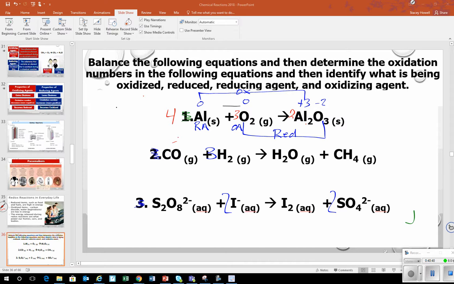Right here we had a 0, because any element by itself is 0. So that's one of our rules. Aluminum is a +3 always. Oxygen is a -2 always, except in peroxides. And then when they're separated, they're just 0. So this one is going to be 0.